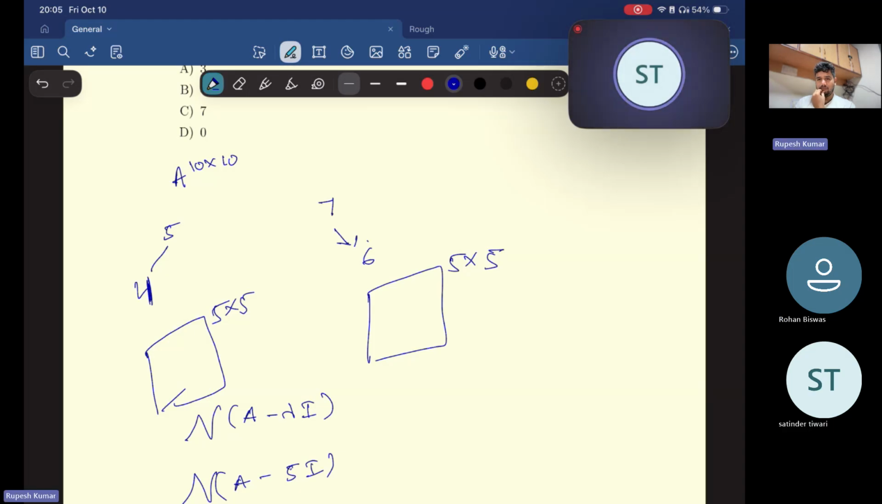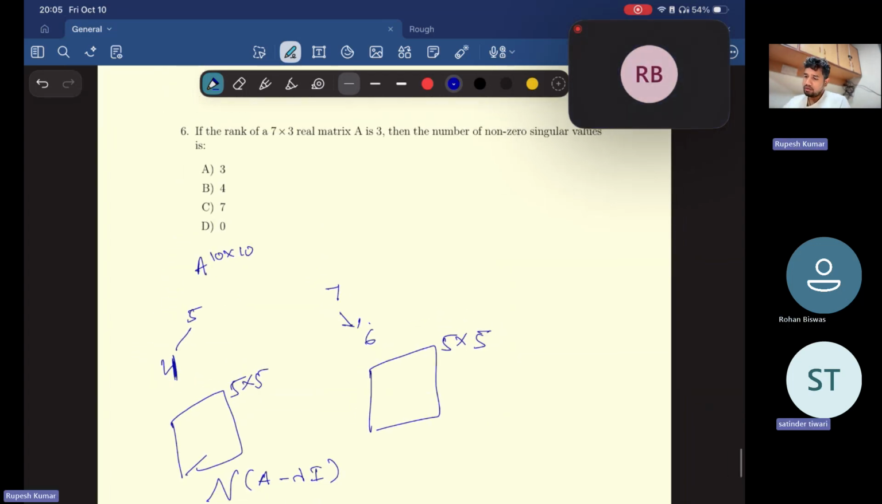But without using the Jordan canonical form, can we say something related to rank or nullity? Or is it very much necessary to include the Jordan canonical form? The definition itself says that if you have four eigenvalues, it means you have only four seats.